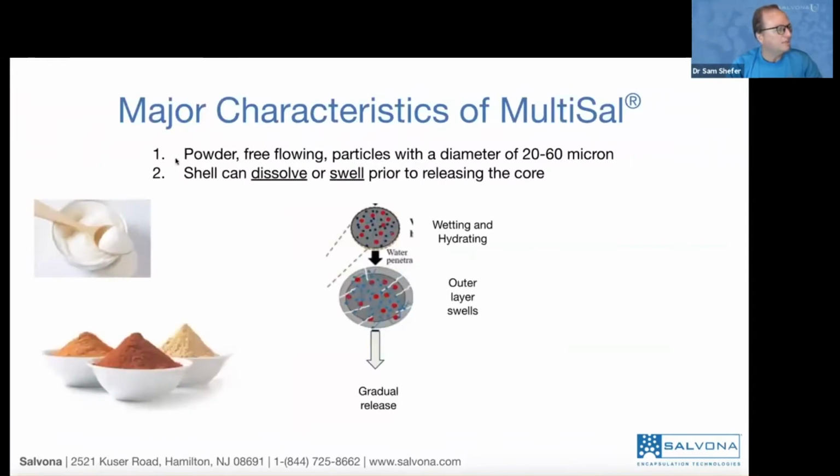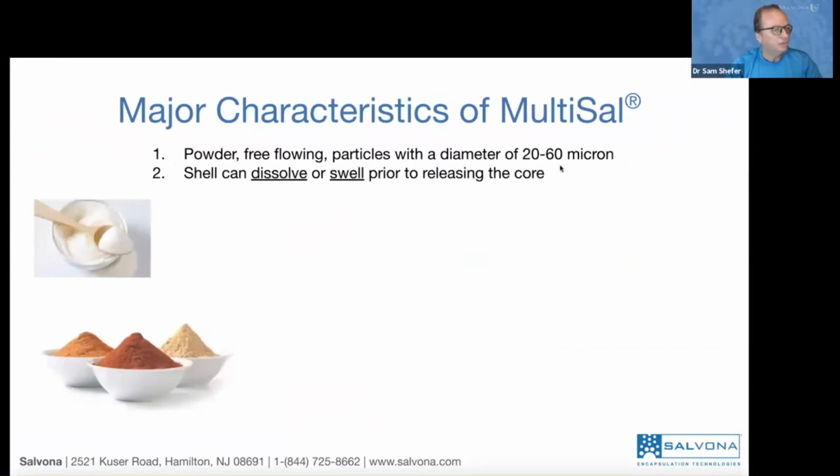So to summarize here, MultiSal is a powder. It's a free-flowing 20 to 60 micron, and the shell can dissolve or swell. This is very important. Depending on what material we use, we can control the mechanism of release. What does it mean? That we can engineer it to release fast, slow, or slower. It's practically up to us what ingredient we use to make MultiSal.